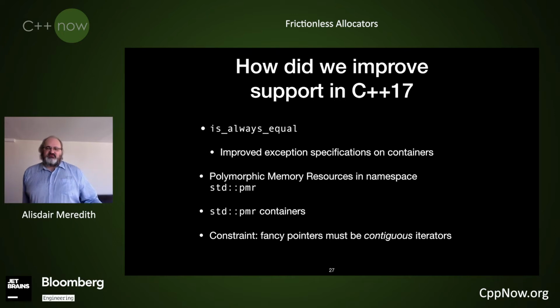So that was 2011. How did we improve things in 2017? So this has been hopefully shipping for a little while now. We have the is always equal propagation trait that says any memory allocated by any of these allocators will always be usable in any other allocator of the same kind. And that allowed us to improve the exception specifications on a bunch of containers, because this is a common property of stateless allocators like the standard allocator itself. And we also provided the PMR polymorphic memory resources facility in namespace std::pmr.